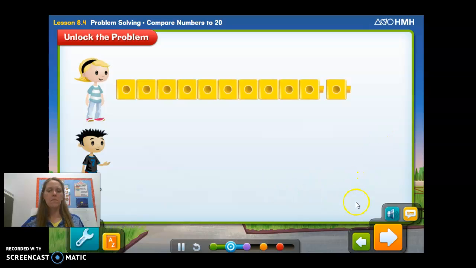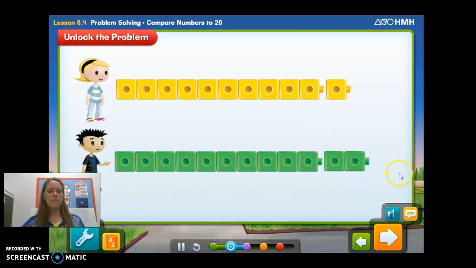Now, let's model Josh's cubes. Josh has a number of cubes that is one less than 12. Here's a 10-cube train and two more cubes. That's 12. But Josh has a number of cubes that is one less than 12. So take one cube away. Josh now has one 10-cube train and one more cube. That's 10 ones and one more one. So Josh has 11 cubes.